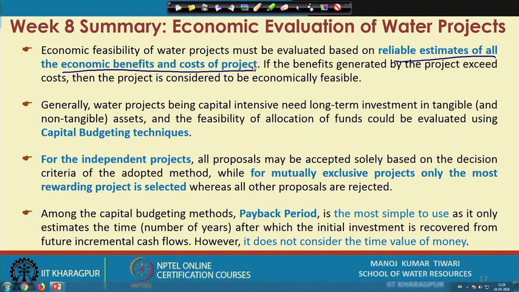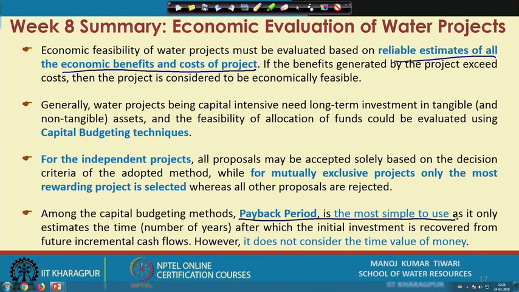But for mutually exclusive projects, even if several projects pass the criteria, because the nature of the projects is mutually exclusive, only one can be selected. So, the project which is the most rewarding is selected, whereas all other projects, even though they are economically feasible, get rejected. Among the capital budgeting techniques discussed, the payback period is the simplest to use.